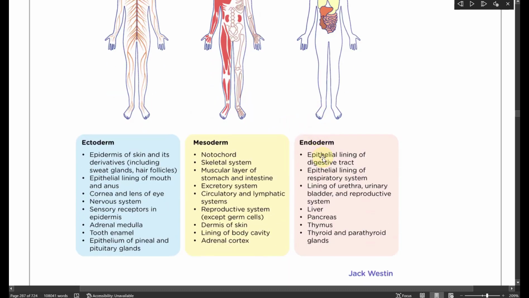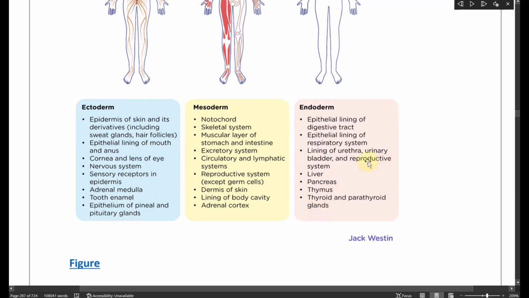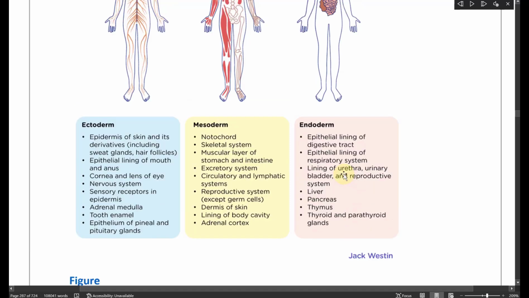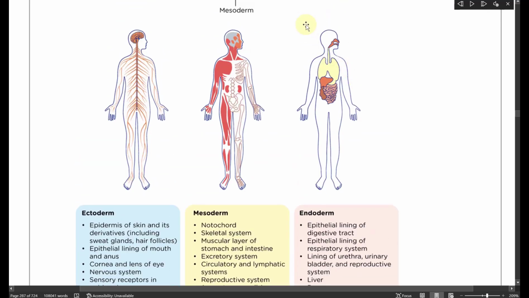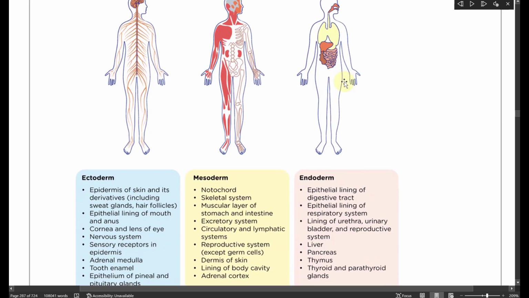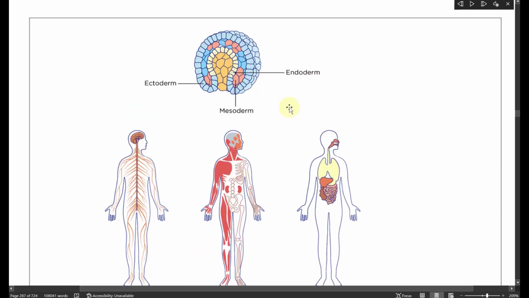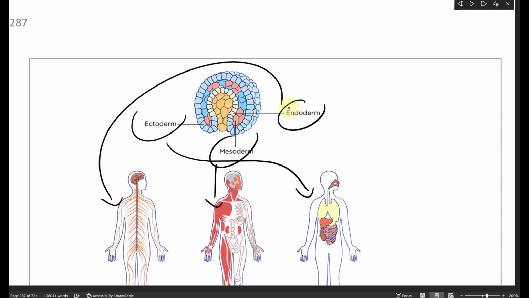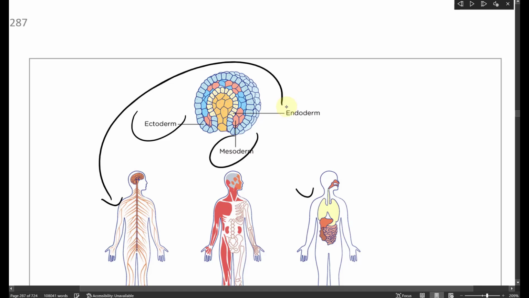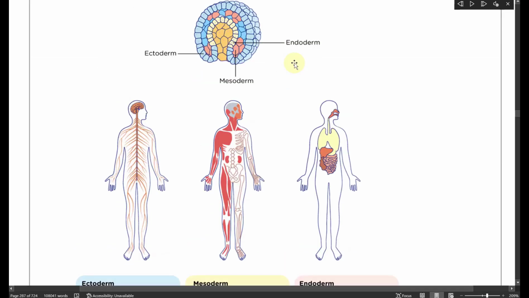And now the endoderm: the epithelial lining of digestive tract, epithelial lining of respiratory system, lining of urethra, urinary bladder, and reproductive system, liver, pancreas, thymus, thyroid, and parathyroid glands. So basically, these are the inner linings of the internal organs, especially the digestive system and breathing systems. This is very interesting. So this is the endoderm. The mesoderm goes here, and then the ectoderm goes there. Fascinating stuff. Let's just erase all this and continue further.